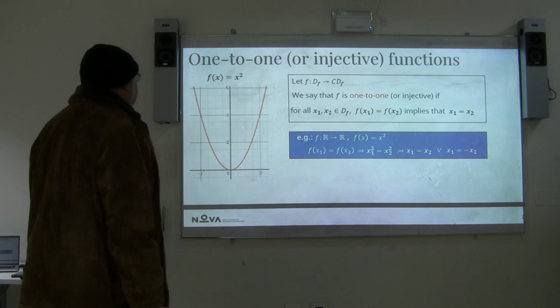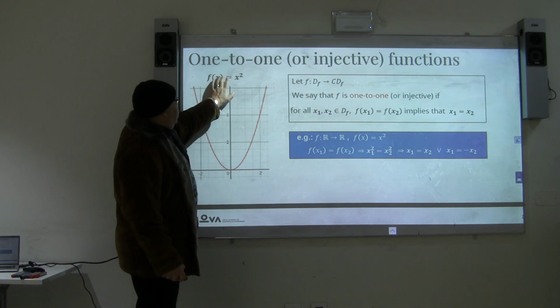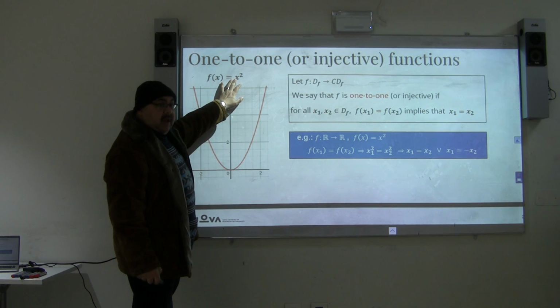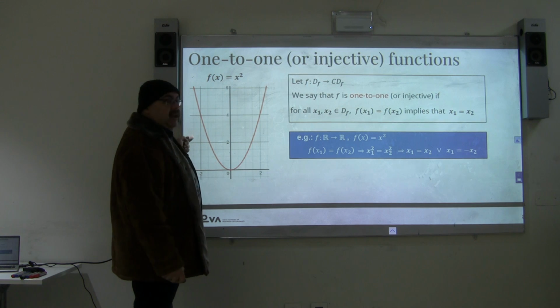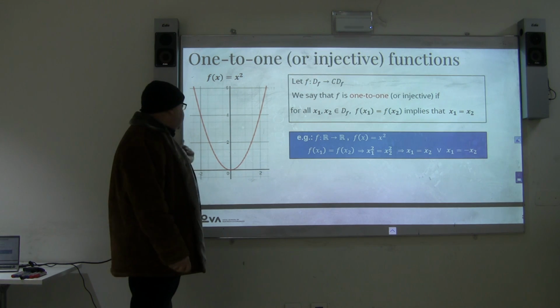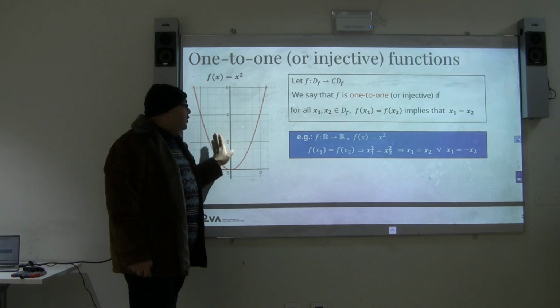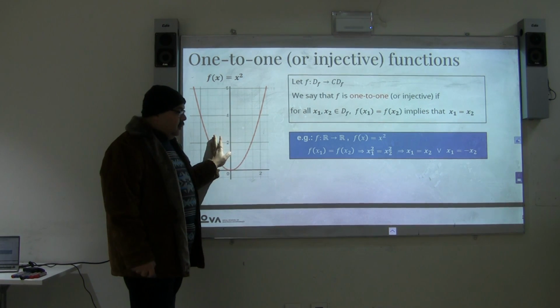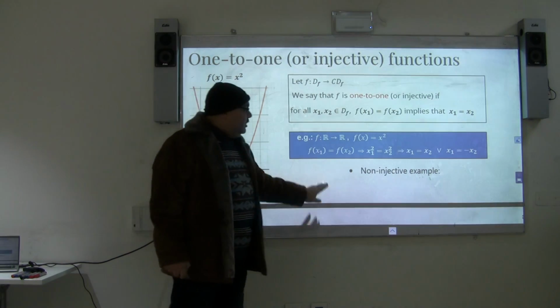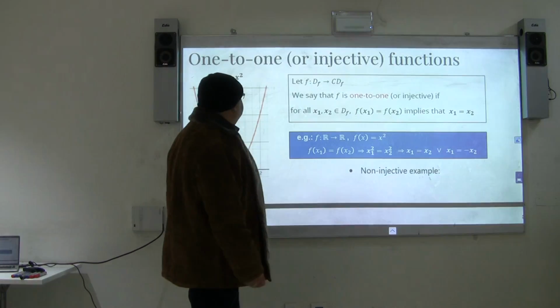So if you look at the graph, this is y equal to x squared. Right? Okay, let's do the horizontal line test. Draw a line with your hand. Look, it will cut the curve at more than one point. So it is not an injective function, it is non-injective.